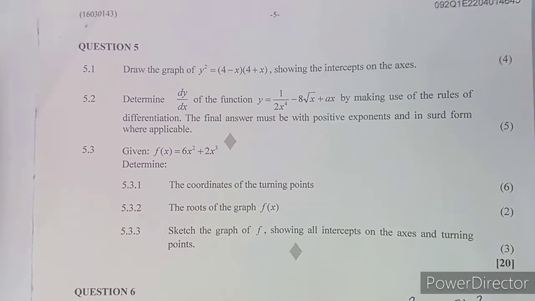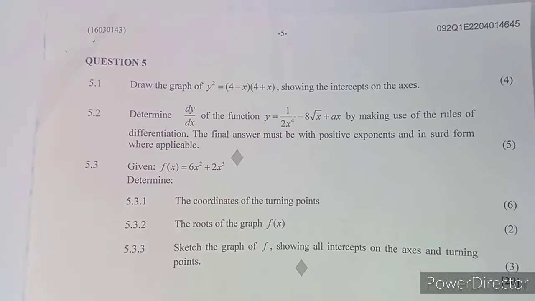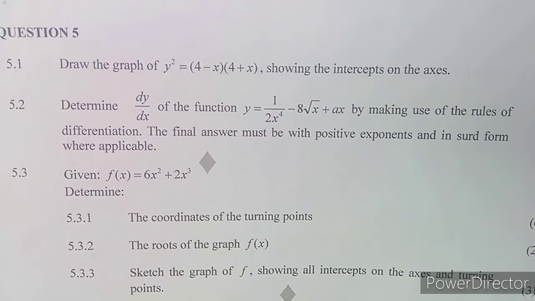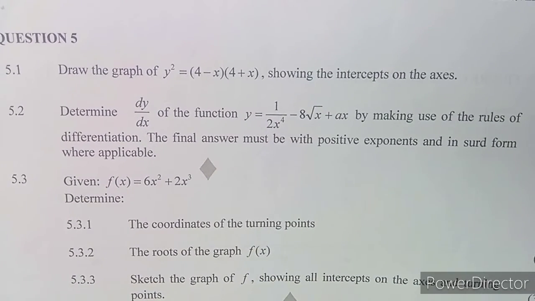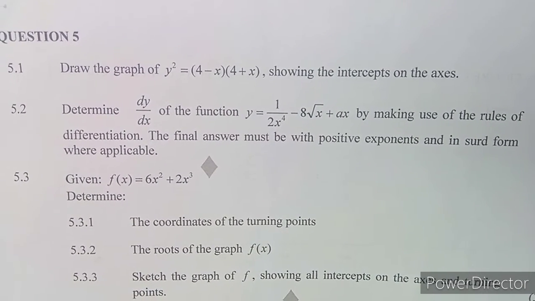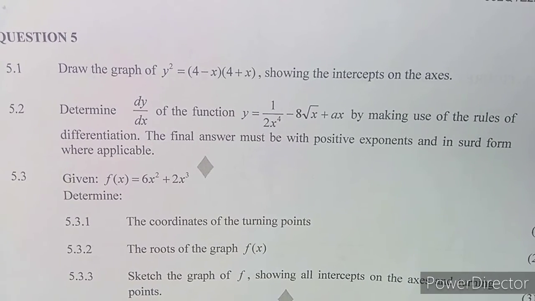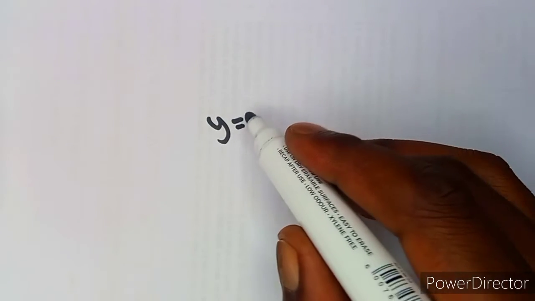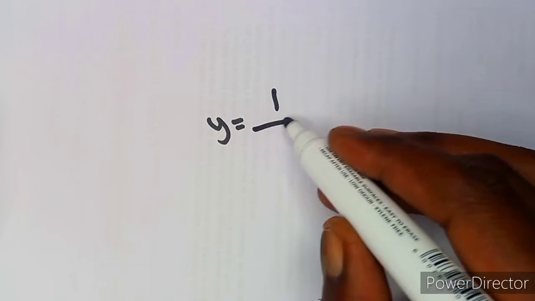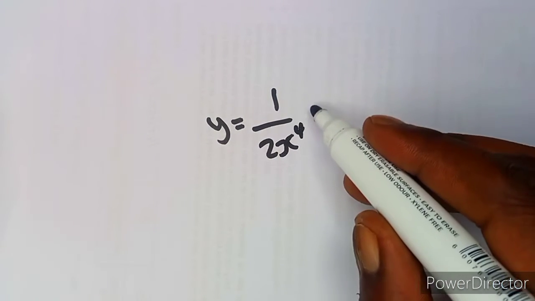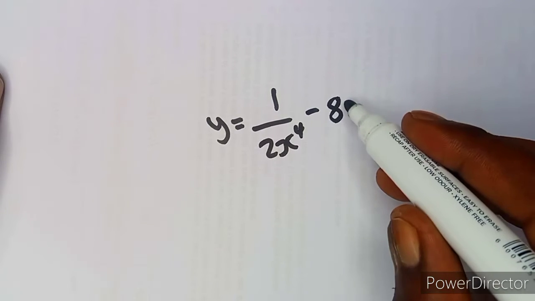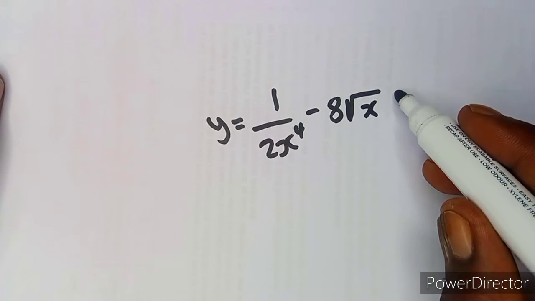Okay, so on 5.2 we are given to determine the dy/dx of the function that we are given, by making use of the rules of differentiation. The final answer must be with positive exponents and in surd form where applicable. Okay, in this case we are given two important things: to leave our answer in terms of positive exponents and to leave our answer in surd form whenever it is applicable.